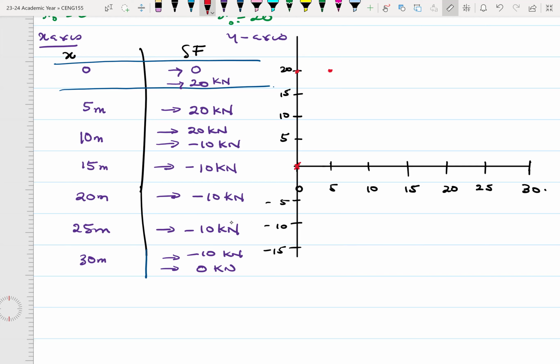When x is 10 meters, we have both 20 and then negative 10. Okay. When x is 15, we have negative 10. When x is 20, we have negative 10. When x is 25, we have negative 10 again. When x is 30, we have negative 10 and then 0.